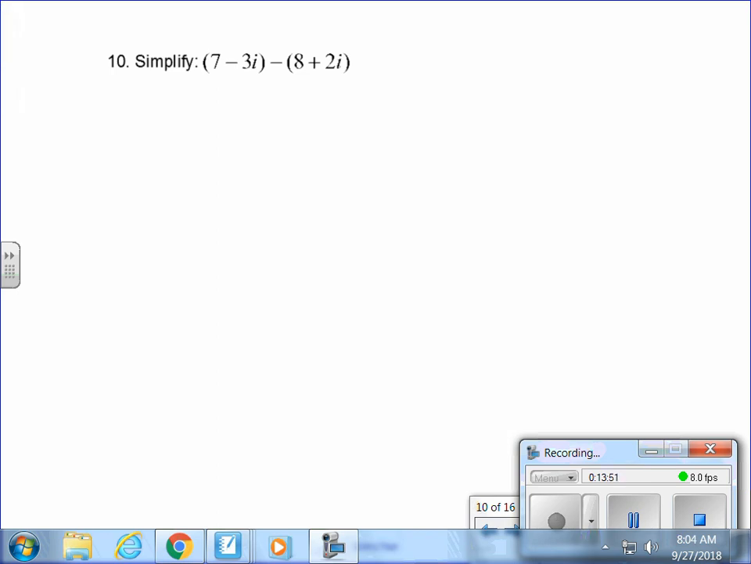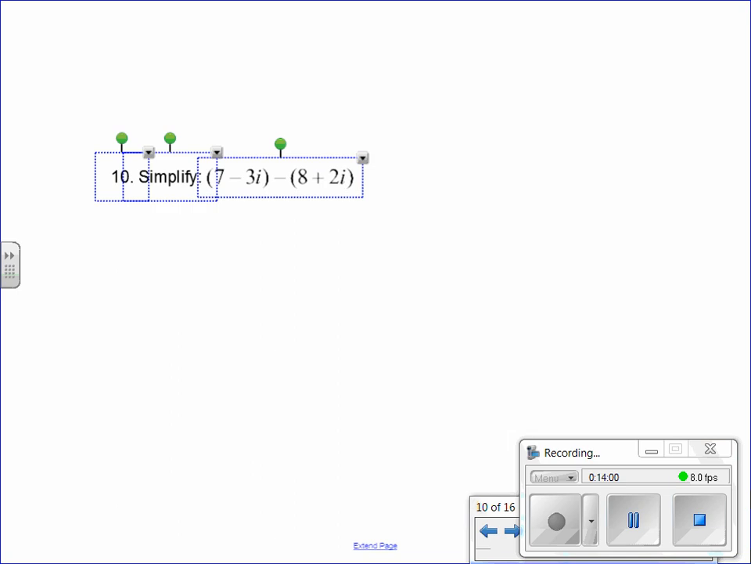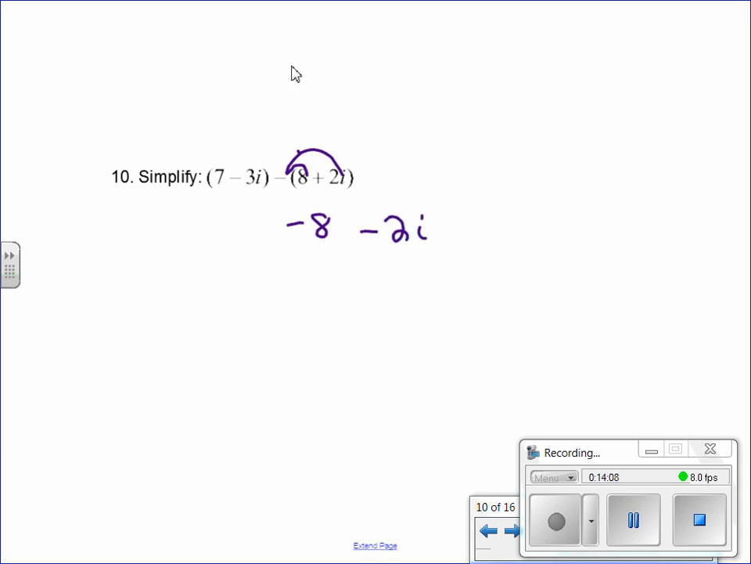No, it's a subtraction problem. When you have that subtraction sign, it will distribute in. I don't know if I can write on my smartboard that high accurately, so I'll move it down. But that negative sign will distribute to the 8, making it a negative 8. And the negative will distribute to the 2i, making it a negative 2i. But really, at that point, all you have to do is add up your like terms.